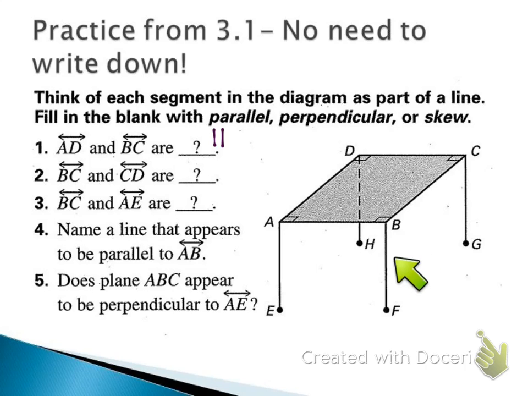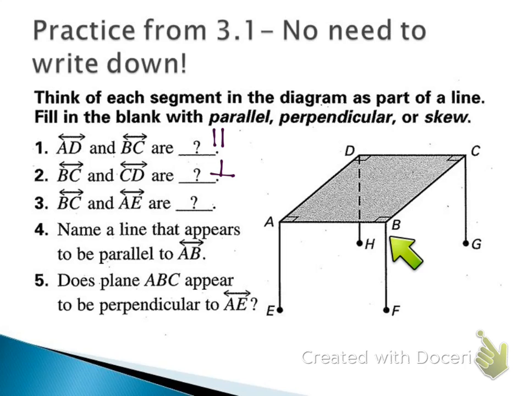Alright, next we want BC and CD. Those appear to be... BC, CD. Parallel, perpendicular, skew. Well, what's this? That's a right angle. So what are they? Perpendicular. Good. If they form a right angle, they are perpendicular.